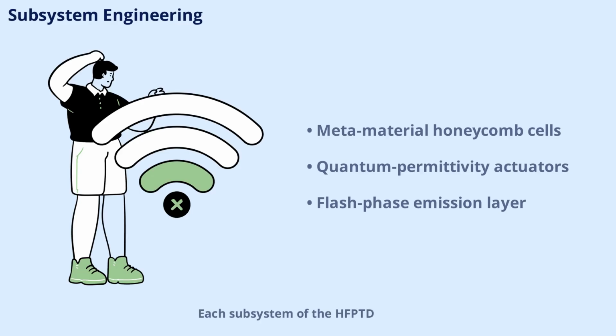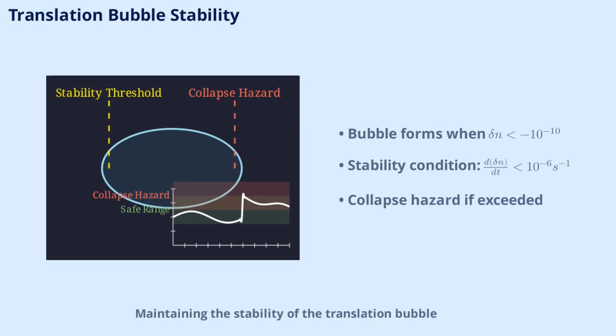Each subsystem of the HFPTD is engineered for precision and reliability. The toroidal vacuum index modulation lattice, flash phase emissive nodes, and phase tilt vectoring ring all work in concert to produce controlled thrust and maneuverability. Engineering parameters such as cell size, modulation frequency, and actuator alignment are tightly specified, ensuring consistent performance across all operational scenarios. Maintaining the stability of the translation bubble is critical for safe and effective operation.